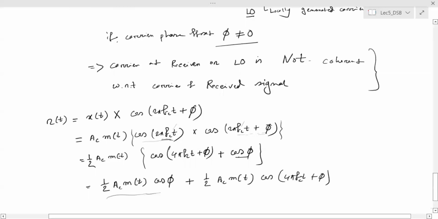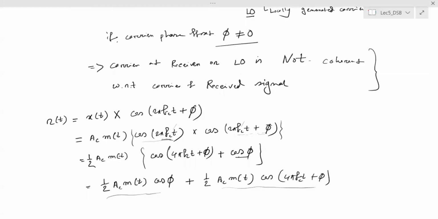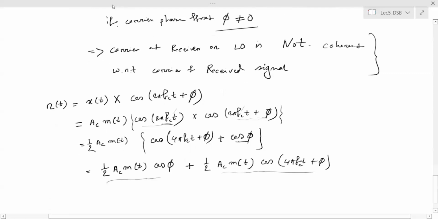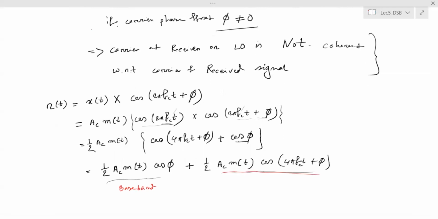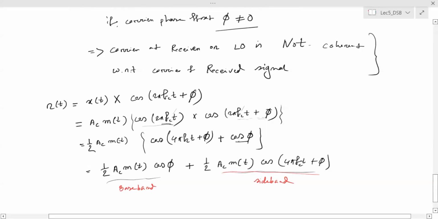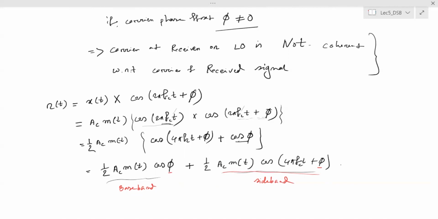So we have two terms. This first term is the baseband, and this term is because of the sidebands. Here you can see that this additional phi was absent previously in coherent demodulation.